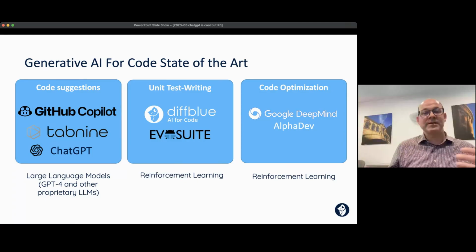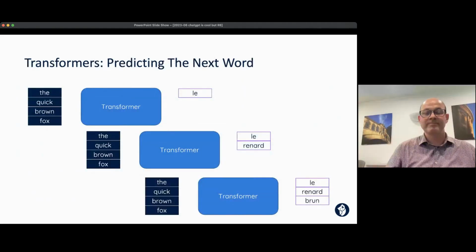In unit test writing, you've got us from Diffblue. There's also an open source project called EvoSuite. We use reinforcement learning to write unit tests. And then also in the reinforcement learning camp is Google DeepMind with their AlphaDev product. And so I'll talk a little bit about each of these, and you'll see what the differences are and what they're good at, what they're not so good at, so the pros and cons.